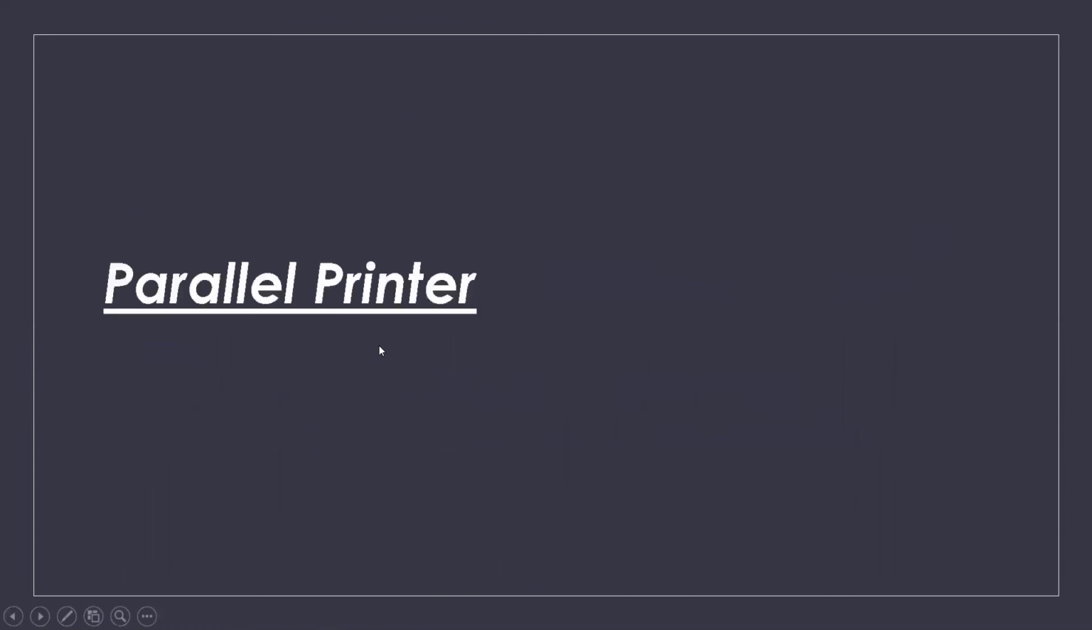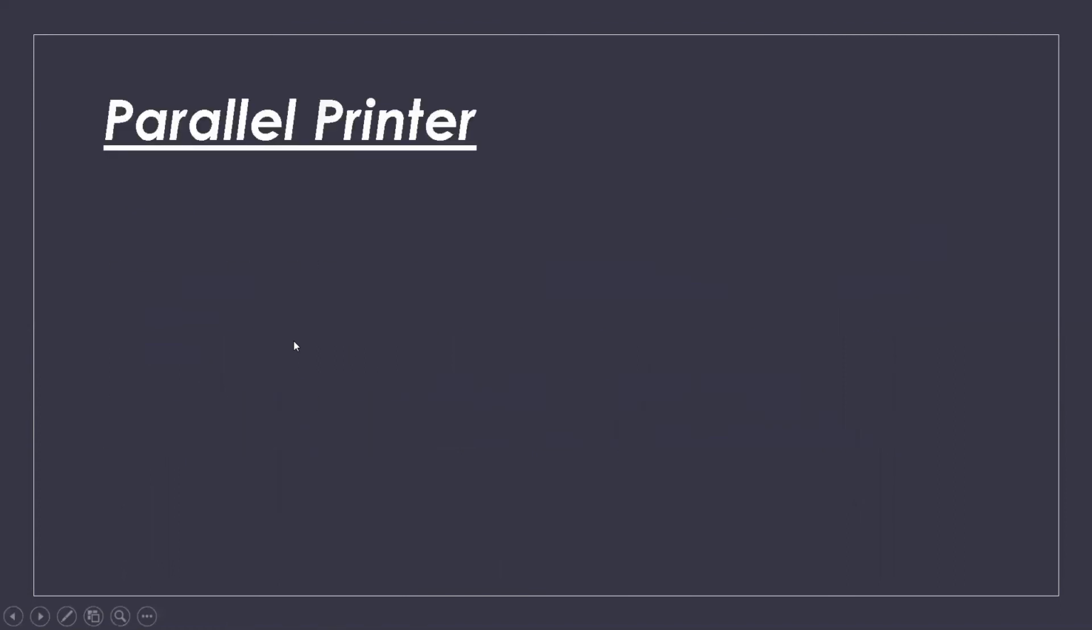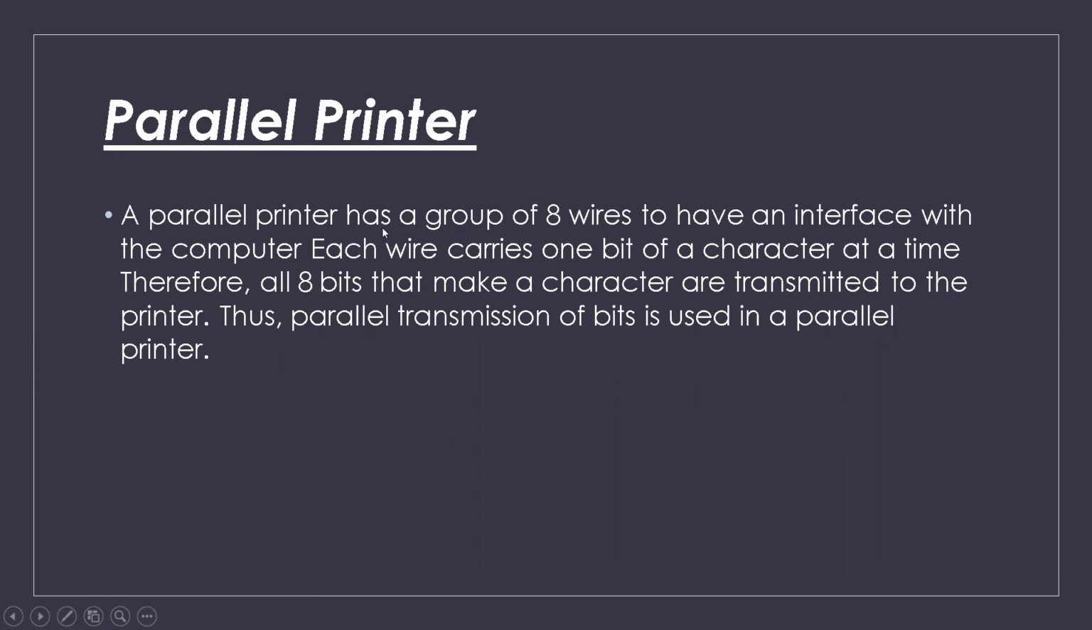Okay, moving on to the parallel printer now. What happens in a parallel printer? A parallel printer has a group of 8 wires to interface with the computer. Each wire carries 1 bit. In serial, you saw there is only one communication wire. But in the case of a parallel printer, there are 8 communication wires, like this: 1, 2, 3, 4, 5, 6, 7, 8.